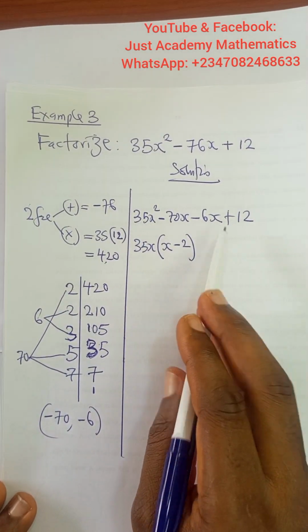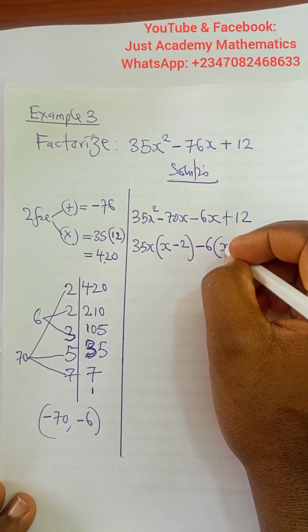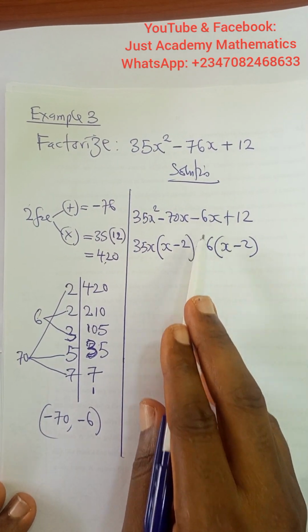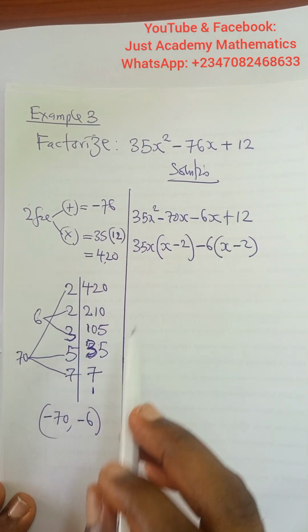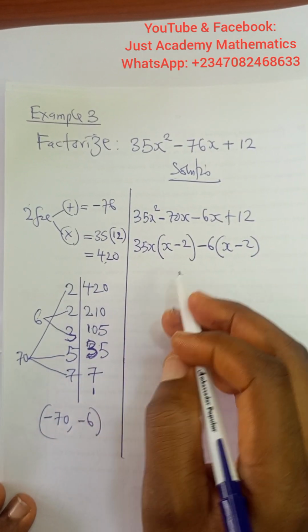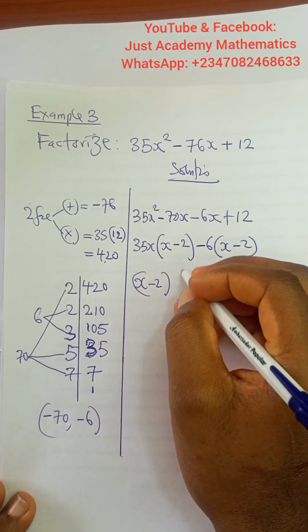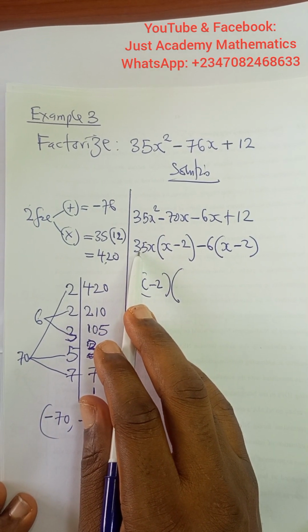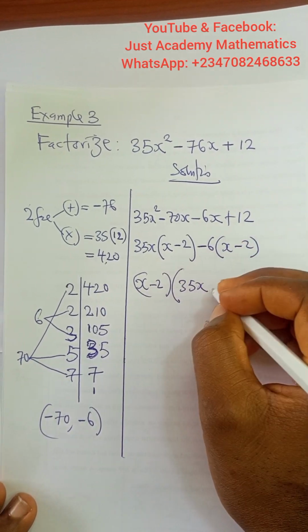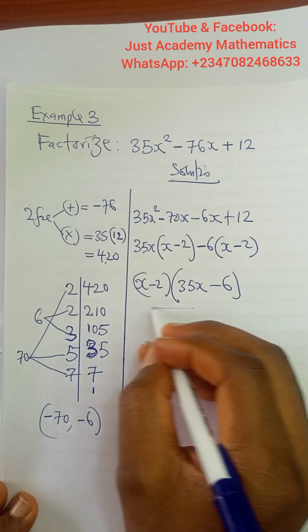In this second pair, what is common? Minus 6 is out. What will remain? x minus 2. Check it. Minus 6 times x is minus 6x. Minus 6 times minus 2 is plus 12. Now, if you look at this, the two brackets are the same. Bring out what is common, which is the common bracket, x minus 2. If you do that, what will remain? It will remain 35x. What will remain here? Minus 6. And nothing can come out here, so you stop here.